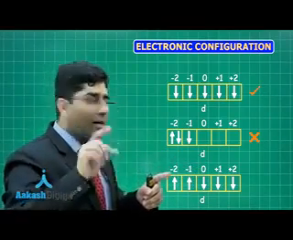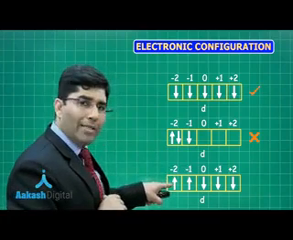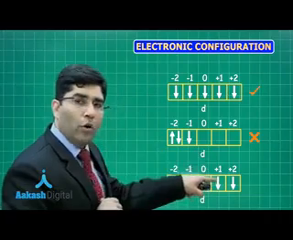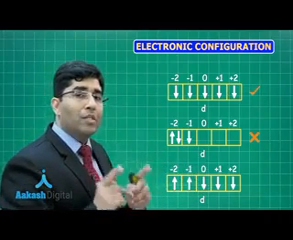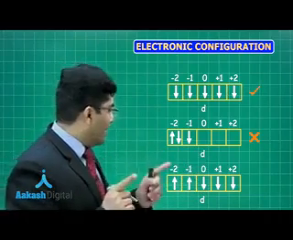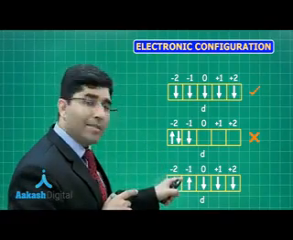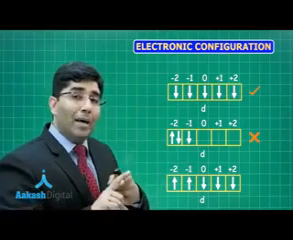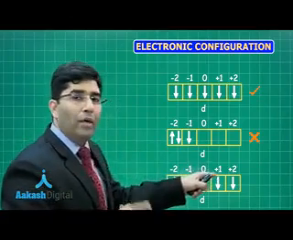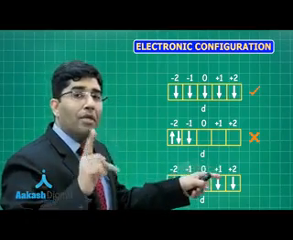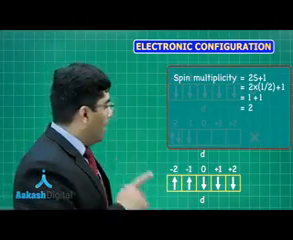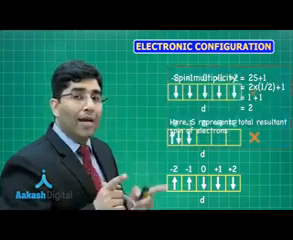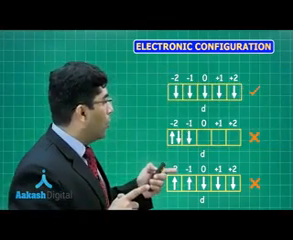Now you can see here, this is clockwise, another one is clockwise, and the other three are anti-clockwise. So the total spin in this case is plus half, then minus half, and then minus half. So plus half will cancel minus half, and we will have only one minus half spin. That's why it is not giving us the maximum spin multiplicity. That's why this is wrong.